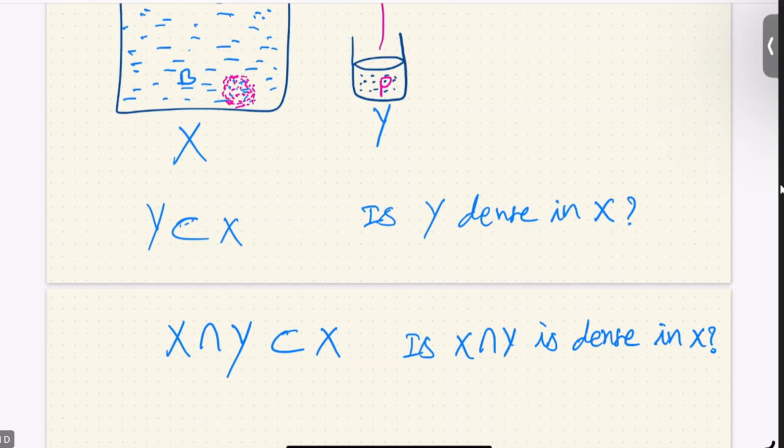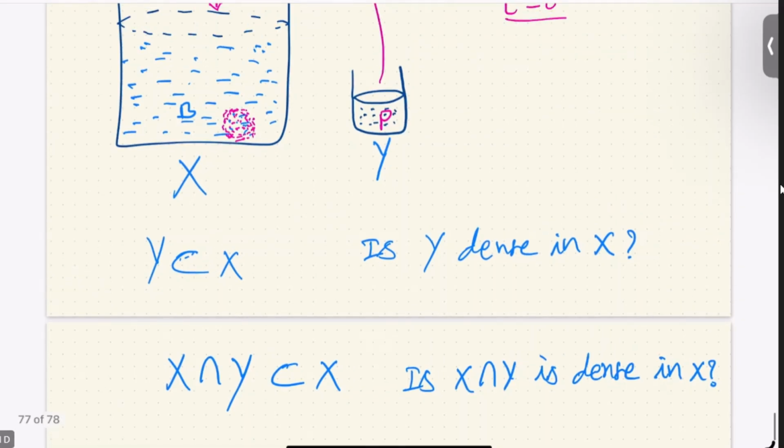Yes, sir. You understand what I am writing mathematically? Whatever I just explained, the X intersection Y means we are going closer to it. The Y particles are here, so X intersection Y is sitting there. So X intersection Y is what we are discussing.